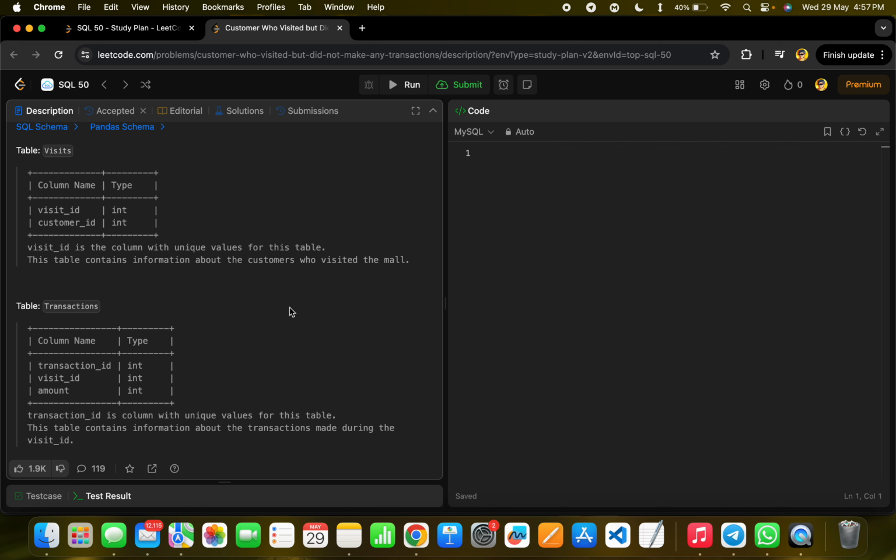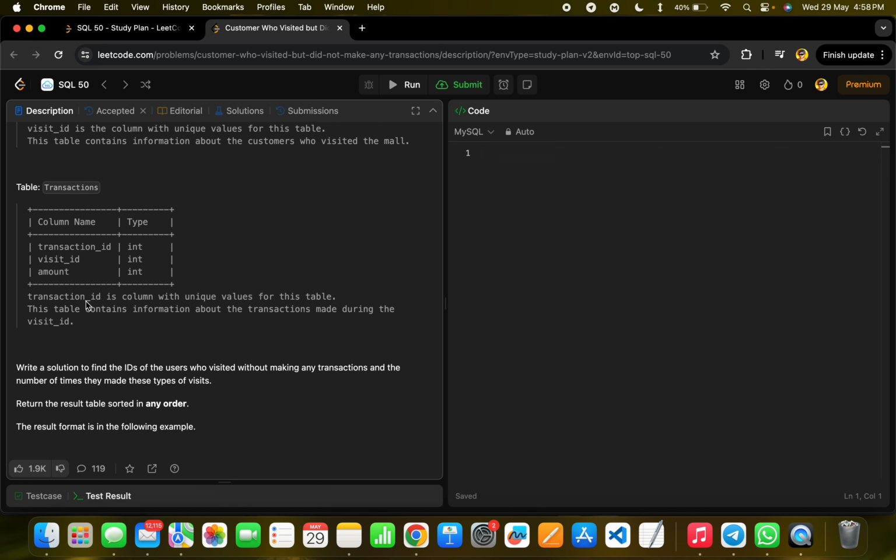In the visits table, visit ID is the column with unique values, so visit ID is the primary key for this table. This table contains information about the customers who visited the mall. Transaction ID is the column with unique values for the transactions table, which is its primary key. This table contains information about the transactions made during the visit ID.